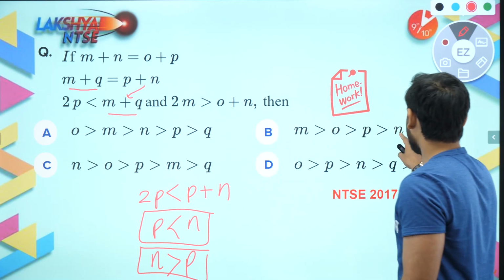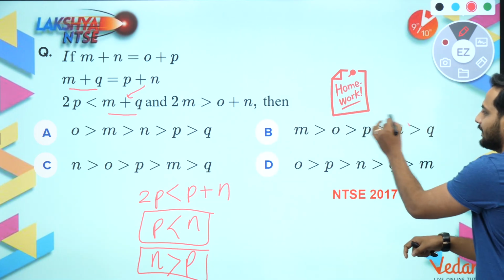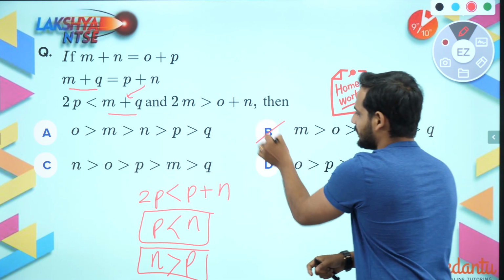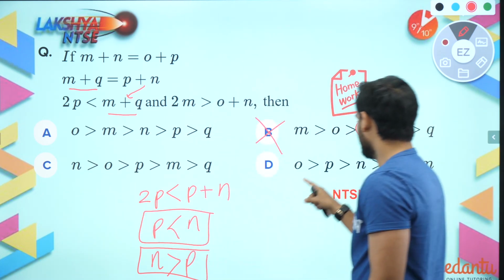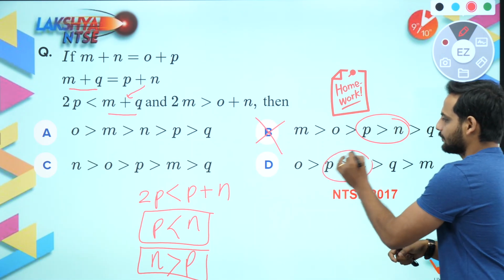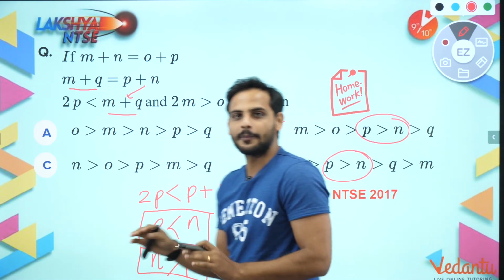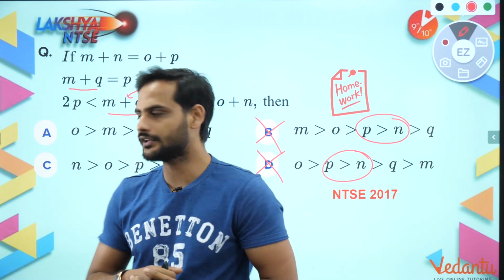Here, see, p is greater than n. So that cannot be correct. Option B is wrong. Here n is greater than p. Yes, may be correct. And p is greater than n. Again this part. So option B and D, two options we have eliminated. Now let's move to the next part.